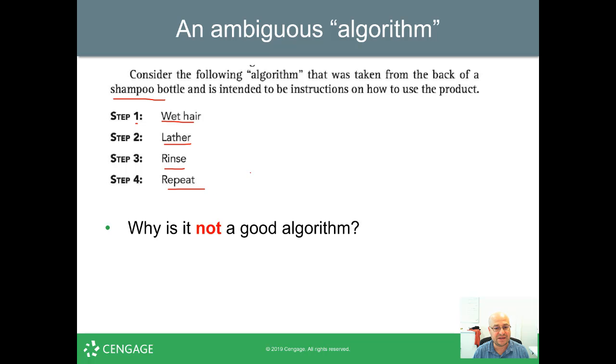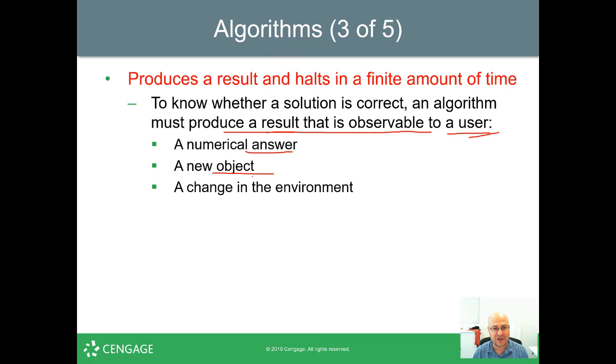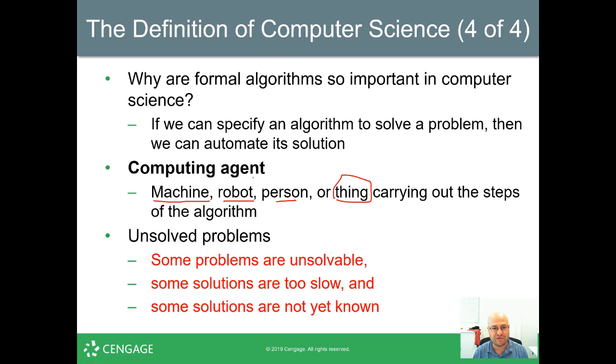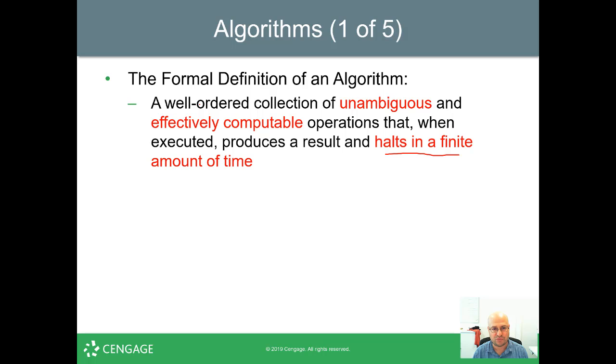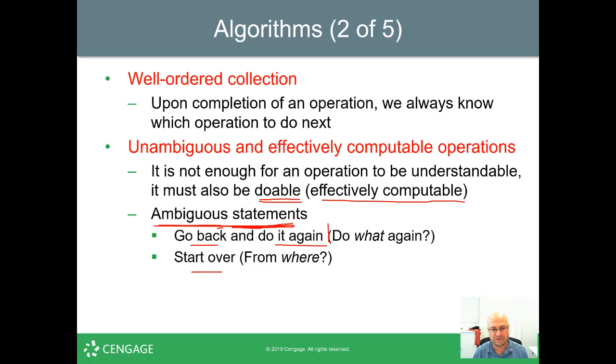So why is this not an algorithm, in the formal sense that we say? We now have a formal definition of an algorithm. There should be a well-ordered collection of unambiguous, effectively computable operations that halts in a finite amount of time.